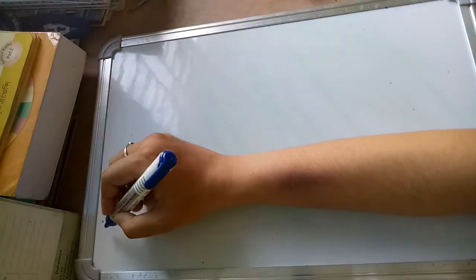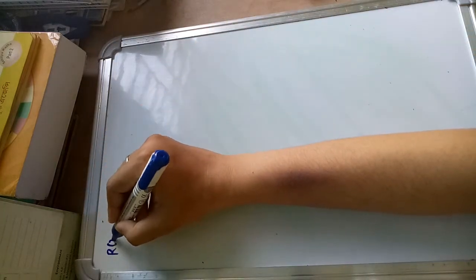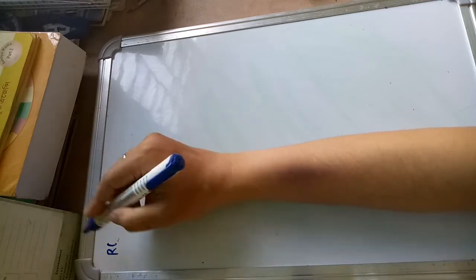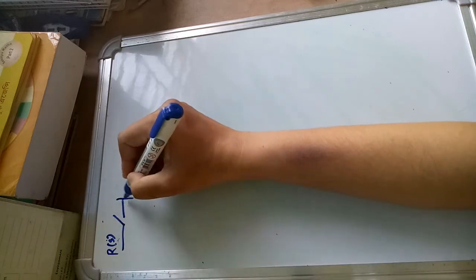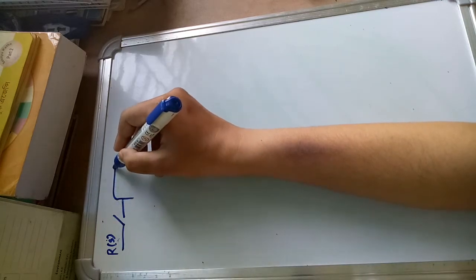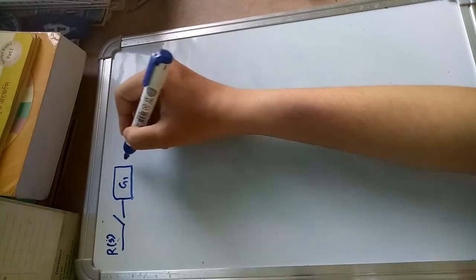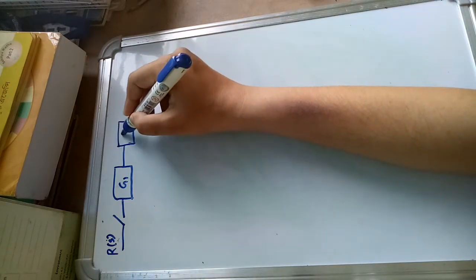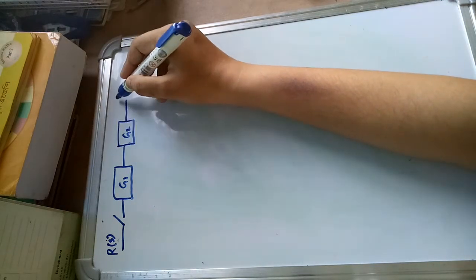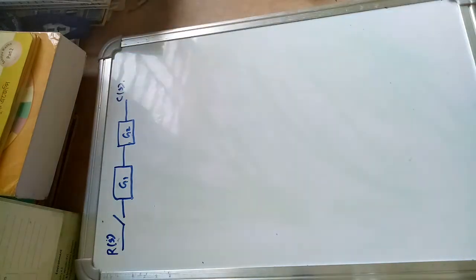Welcome back. Now we will take another example. Say we need to obtain the pulse transfer function. Now say this is the expression: R of S is applied to a transfer function G1, and it is directly applied to another transfer function G2, and it is C of S.